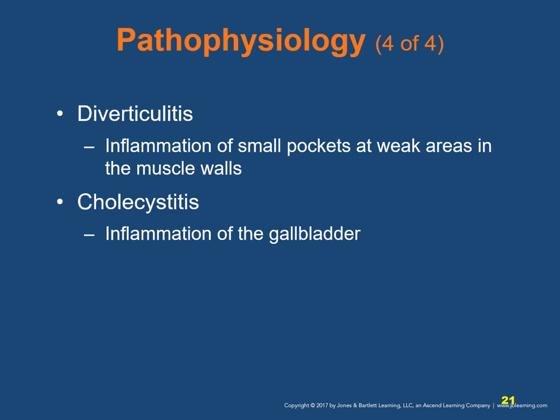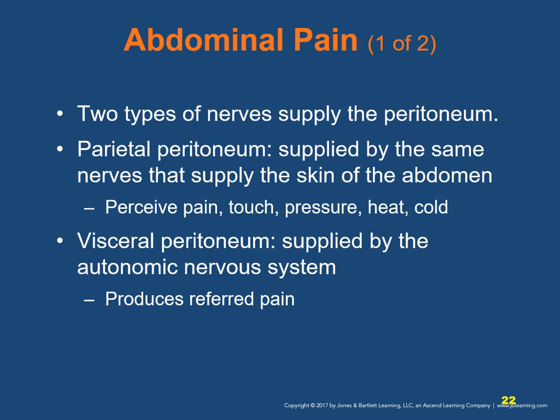Another problem that can occur in the abdomen is cholecystitis, which is inflammation of the gallbladder. There may be a fever present in this patient. Yet another problem that can develop in the abdomen is acute appendicitis. It is important to note that with acute appendicitis, the patient's temperature may still be within normal limits. Regarding abdominal pain itself, there are two different types of nerves that supply the peritoneum.